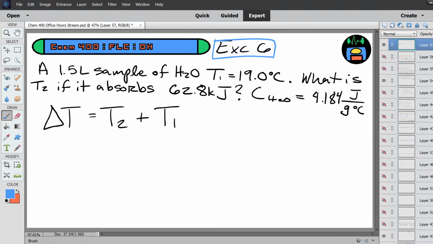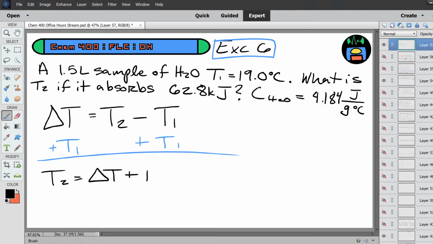let's find out. So we want to get, sorry, this is not plus, this is minus. Delta T is T final minus initial. We need to add our initial temperature to both sides of this equation to isolate T2. So T2 is equal to delta T plus T1. Delta T we just solved for. It's 10.006 degrees Celsius, but there's only 2 sig figs here.